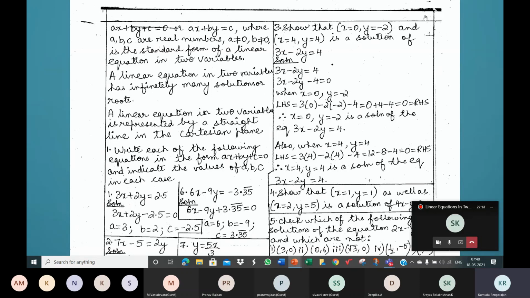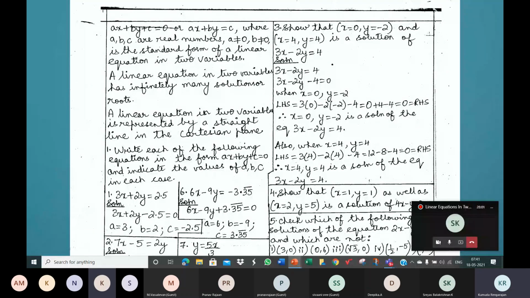Okay, so give me an example of a linear equation in two variables x and y. Ma'am, 6x plus 8y plus 9. That is an example of a linear polynomial in two variables x and y.